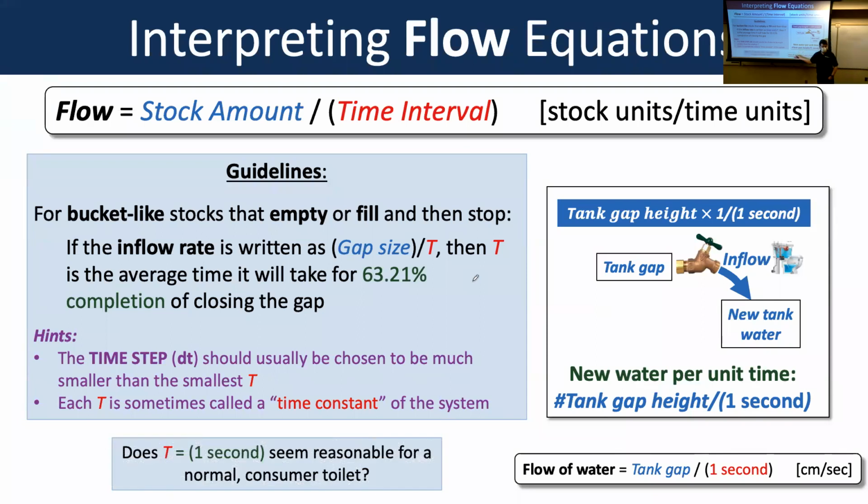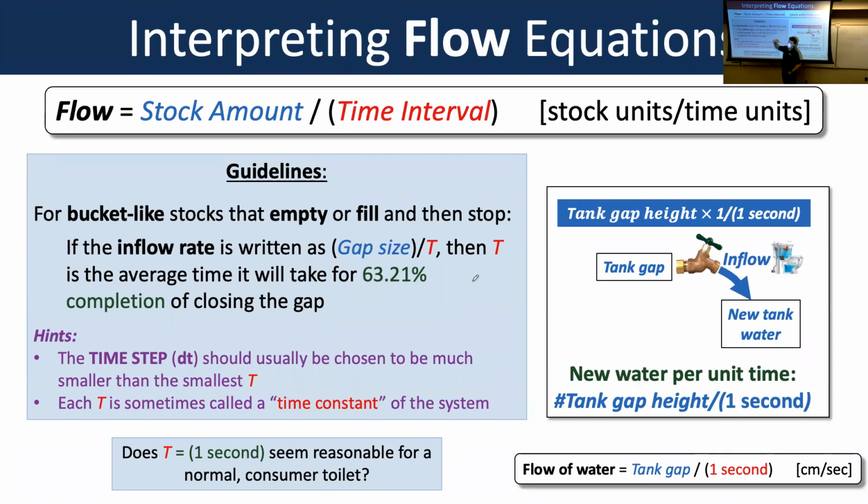Now, for a normal toilet, does 1 second seem reasonable? Most toilets don't hit 63% of the tank height after a single second. That's pretty fast. If you've ever taken the lid off the back of the tank of a toilet and flushed it, the water rises pretty slowly. It might take 4 or 5 seconds to hit that 63% mark. So I used 1 second for convenience, to keep the numbers looking decent. But for a real toilet, you would probably need to adjust.